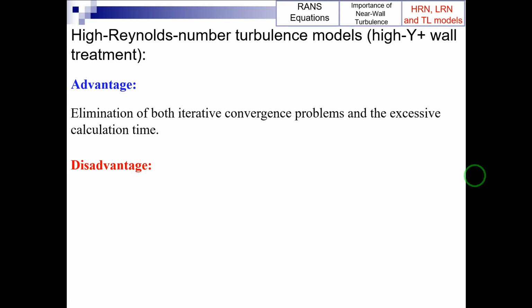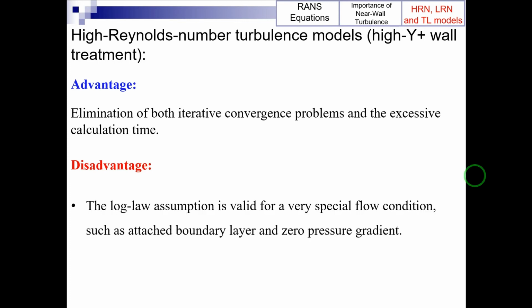However, there are some shortcomings associated with the high Reynolds number turbulence models, which are as follows. First, the log law assumption is valid for a very special flow condition, such as attached boundary layer and zero pressure gradient. Hence, it is not applicable to non-equilibrium flows such as stagnation and separation.